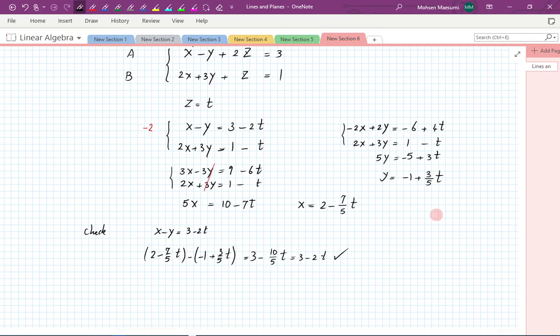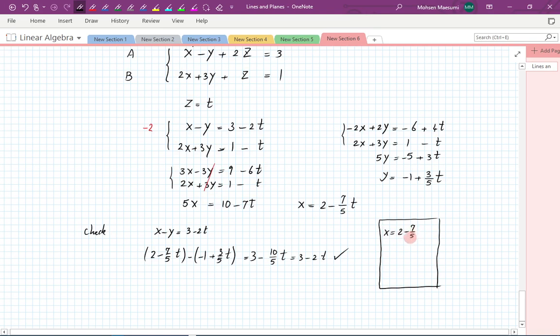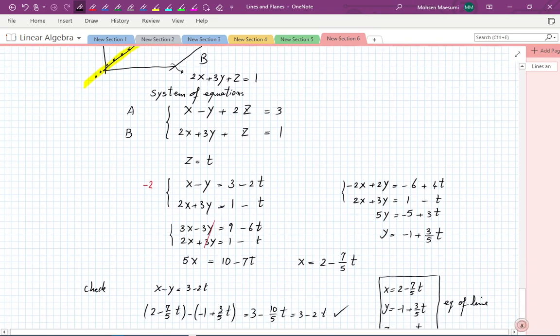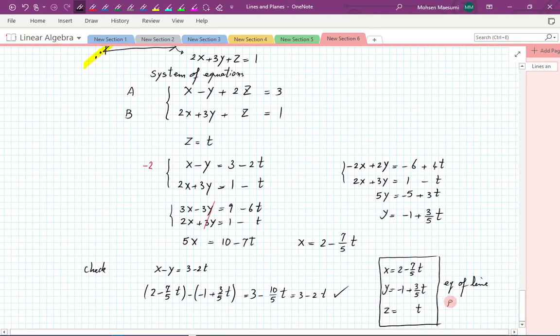Let's go ahead and put everything in a box, as to what did we find. We found that x is 2 minus 7/5 of t, y is minus 1 plus 3/5 of t, and z is equal to t. So that's the equation of the line that is sitting at the intersection of those two planes. So we learned how to find the intersection of two planes. We learned how to solve a peculiar looking system of equations. It has two equations and three variables. We had to play around with it to get our answer. Our answer here came out in the parametric form.